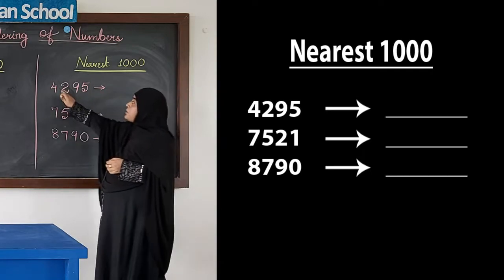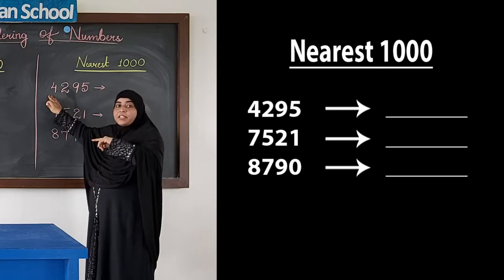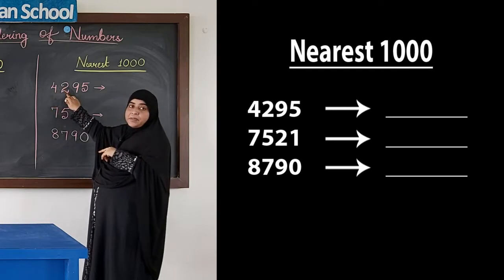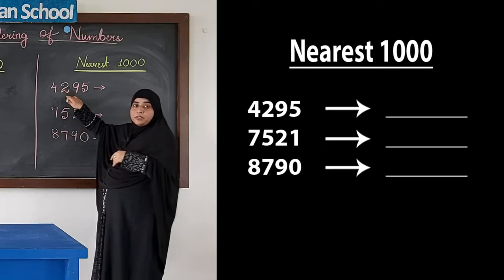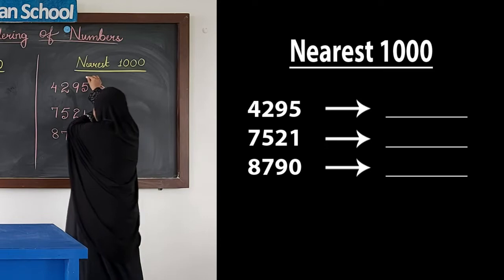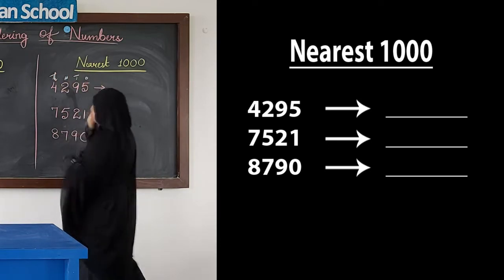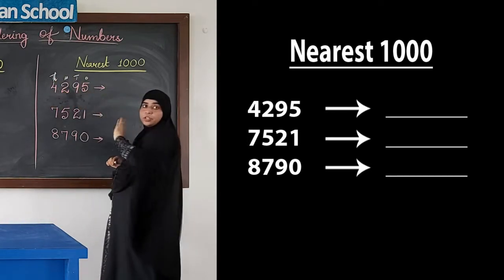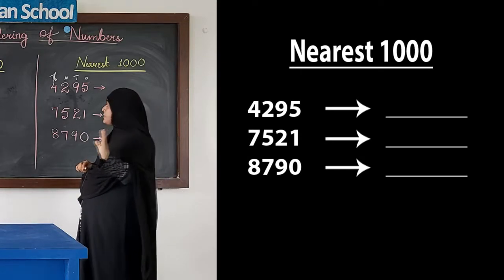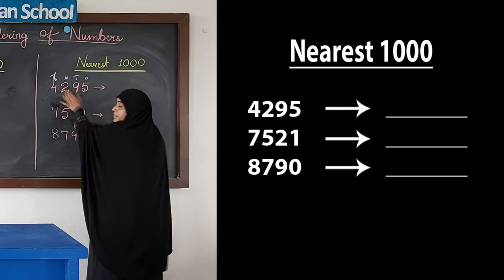Next, we move on to nearest 1000. Now, when we say 1000, we have to change the thousands place, and for that, which place do we have to check? The hundreds place. Whether it is 5, less than 5, more than 5, we have to check here in the hundreds place. Okay. So, we have ones, tens, hundreds and thousands. Now, we have to consider all these places, all the 4 digits. Okay. Now, this is the place that we need to round off. For that, we will check the hundreds place.